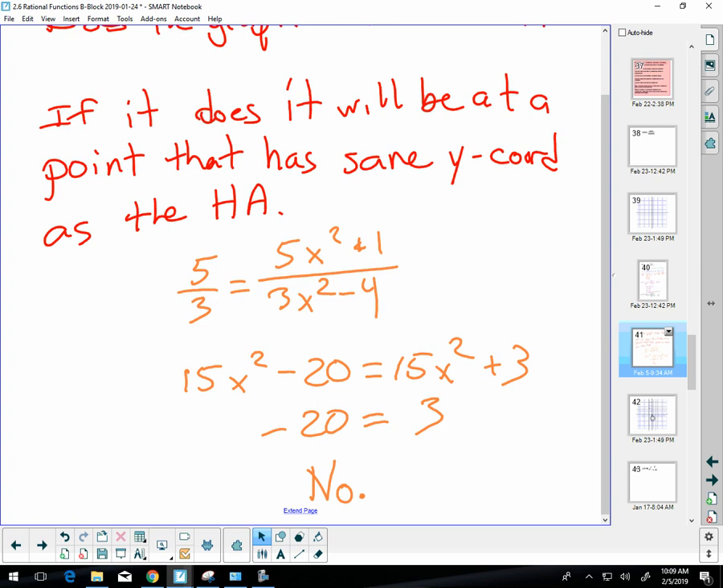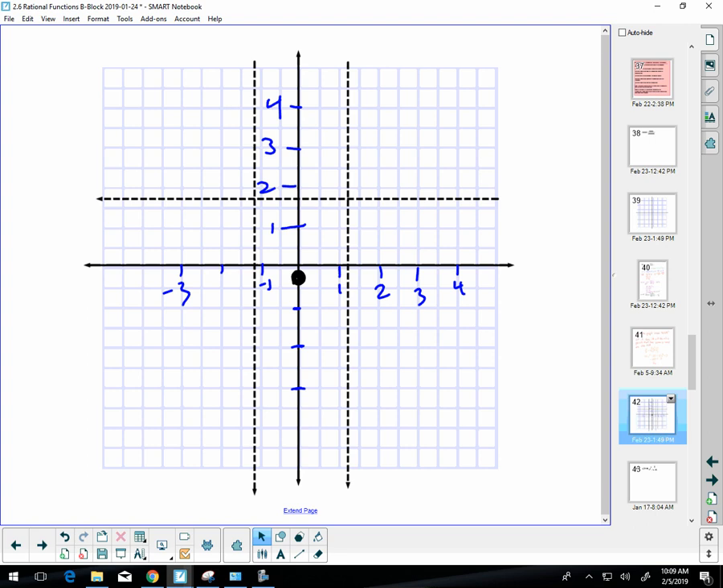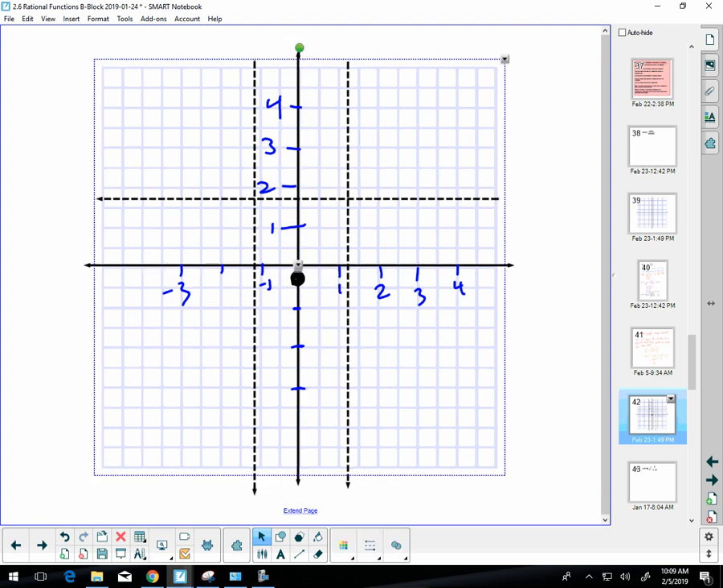All right? So that brings us back to what we have so far. What we have so far is a horizontal asymptote at 5/3, our two vertical asymptotes. We have our y-intercept, and we also know we have no x-intercepts. So now it's a matter of making this graph.